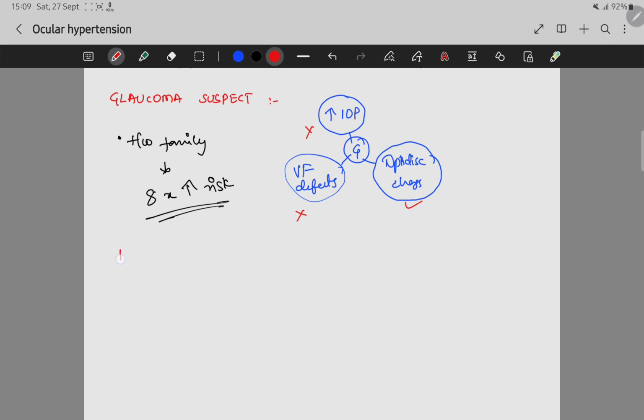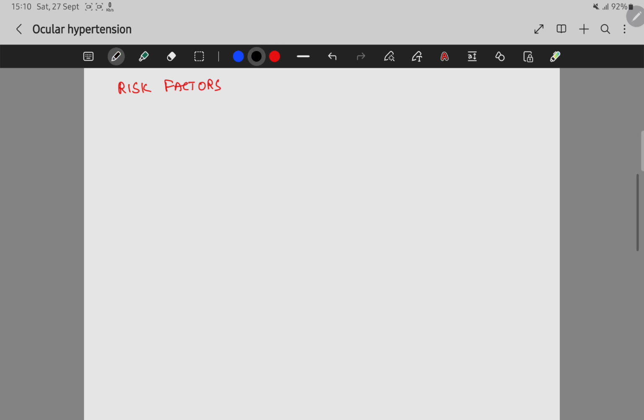Coming to the risk factors. There are a number of factors which have been identified, such as thin corneas, less than 535 microns, increase in intraocular pressure, increase in age, and cup disc ratio of more than 0.6. Okay, so all these are the known risk factors.